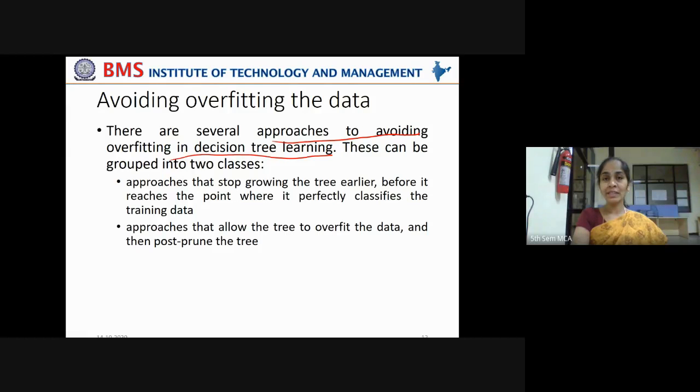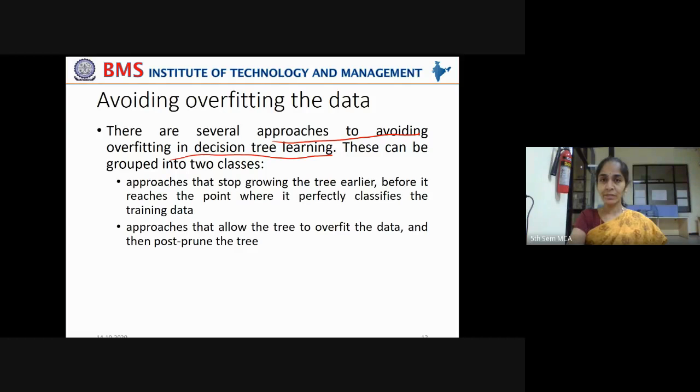Approaches that stop growing the tree earlier, when it is the right time to stop growing the tree, before it reaches the point where it perfectly classifies the training data. Let it not overgrow and overfit the training data. Find a point where the growth of the tree has to be stopped in time so that your model will not overfit the data. The number of nodes in the decision tree has to be decided properly, where the growth of the tree has to be terminated so that it does not overfit the training data.